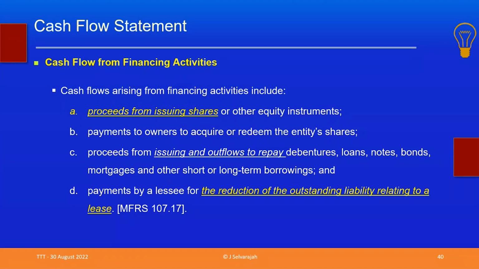Now, when a lessor leases out something to a lessee and the lessee pays back the rental, that is called a payment of a liability, right? So you repay for the liability, and that is a reduction of the outstanding liability relating to a lease.